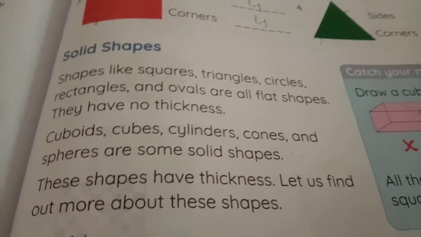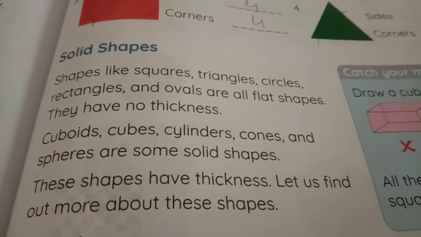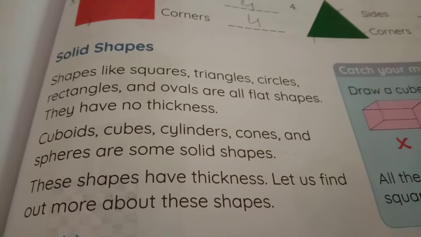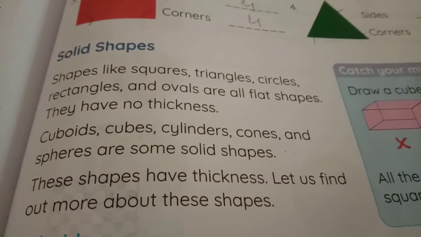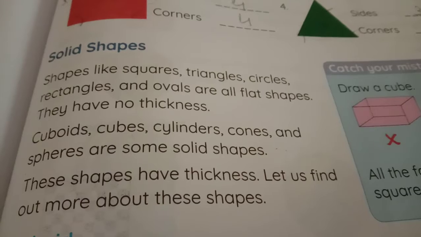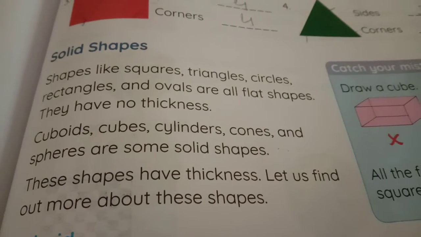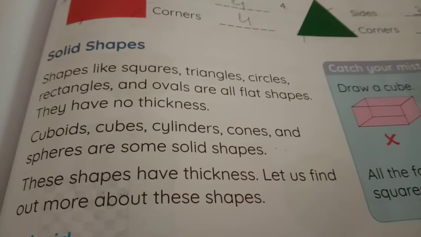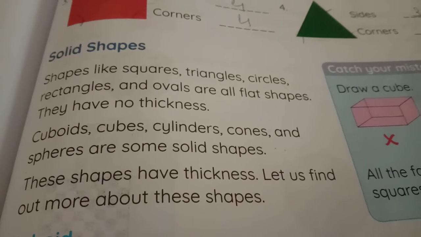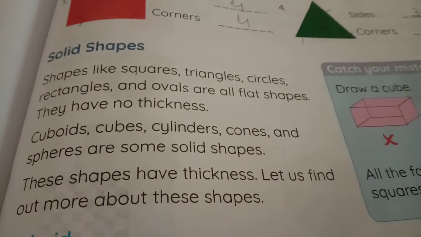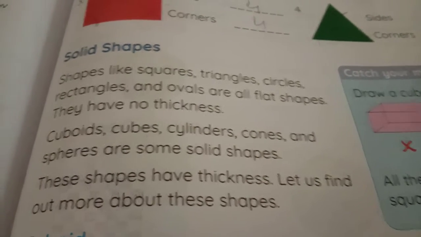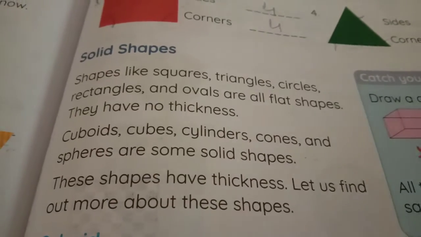Page number 165. Now I am going to teach you solid shapes. Shapes like squares, triangles, circles, rectangles and ovals are all flat shapes. They have no thickness. Cuboid, cube, cylinder, cone and sphere are some solid shapes.